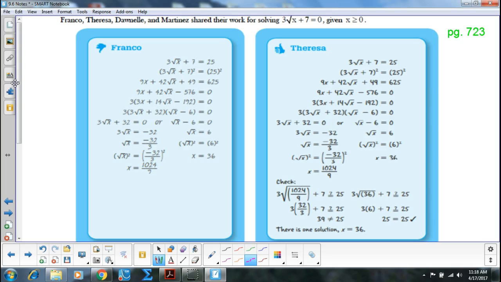They look at the same things. They did that on here. So what did they do first? They didn't do anything the same because it looks like Martinez is a lot shorter, a lot less work. First, they squared. They squared both sides, right?